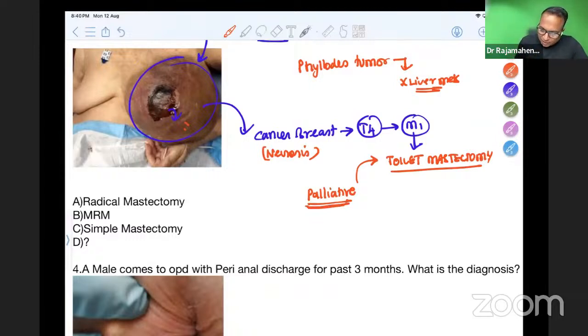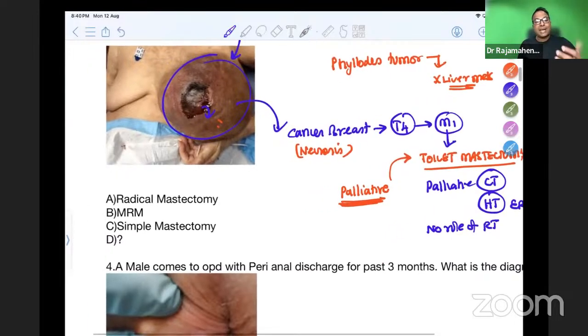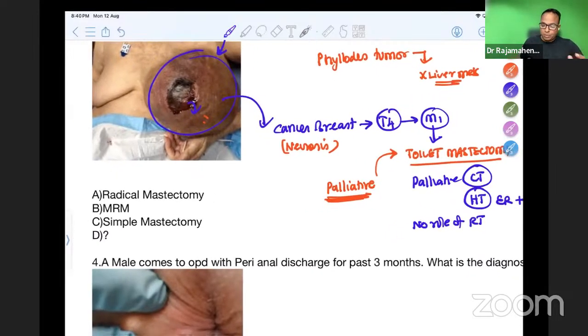So palliative toilet mastectomy is needed for necrotic cancer breast. And palliative chemotherapy will be given for those patients. Palliative hormone therapy also can be given if the estrogen receptor status is positive. Whatever it is, all these are palliative. There is no role of radiotherapy in a palliative patient. Only we do simple mastectomy, and give chemotherapy and hormone therapy as long as the patient is going to survive. So this is a very important point.